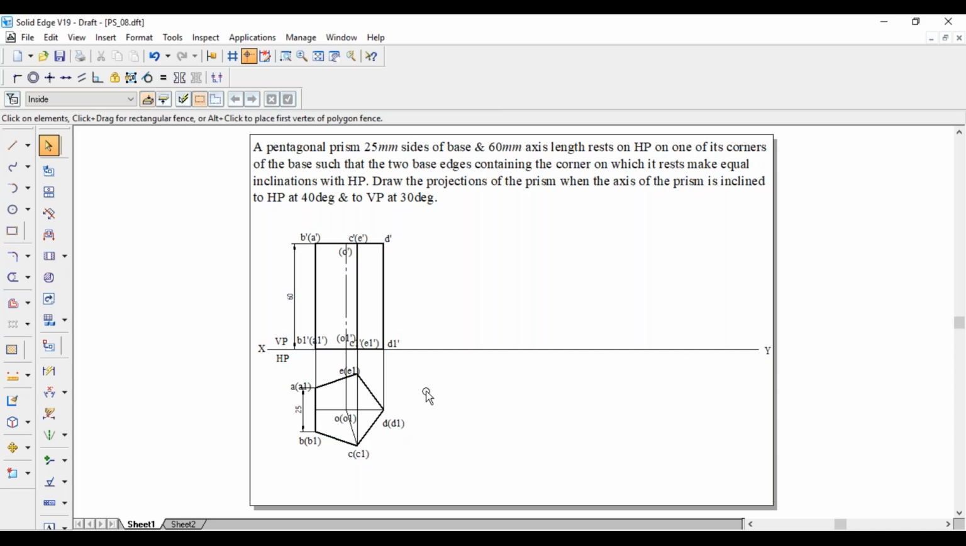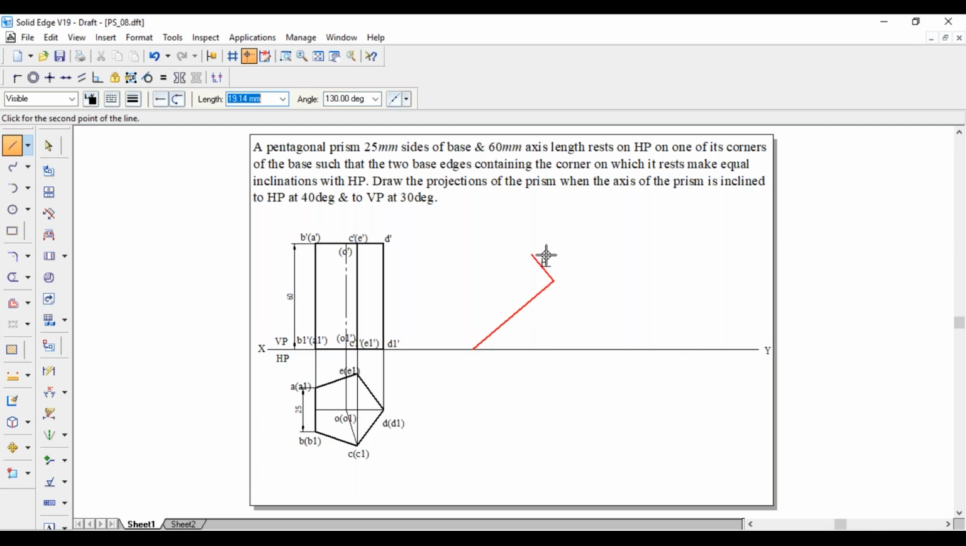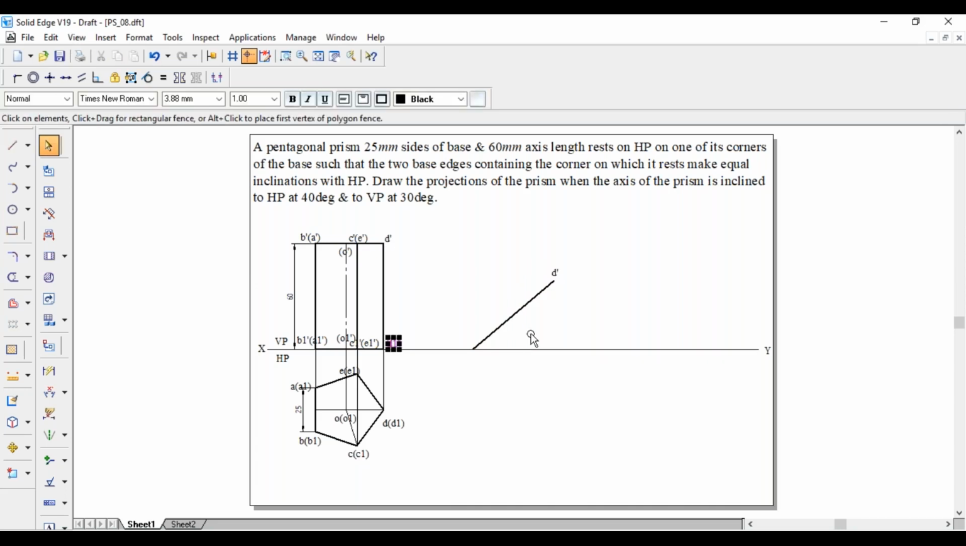For the second position, he has given the axis of the prism is inclined to HP at 40 degree. As the axis and these longer edges are parallel to each other, if the axis is making an angle of 40 degree, this is also making an angle of 40 degree. So leave some space and draw a line d dash d1 dash, that is 60 mm length, for an angle of 40 degree, that is theta. So the length of this line is 60 mm, angle is 40 degree. This is d dash, whereas this one is d1 dash.